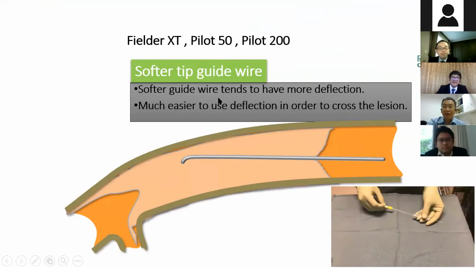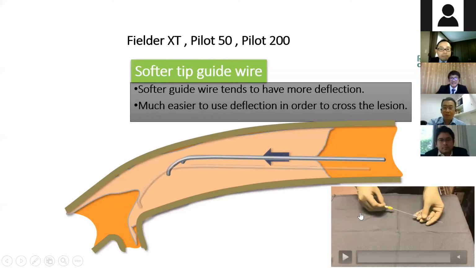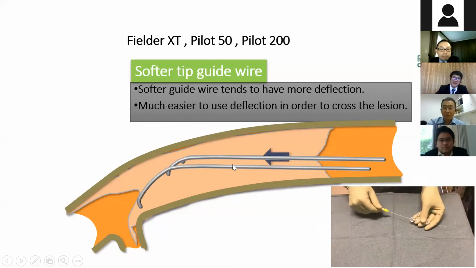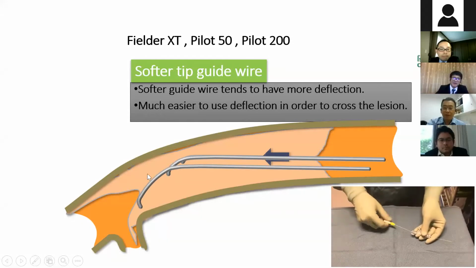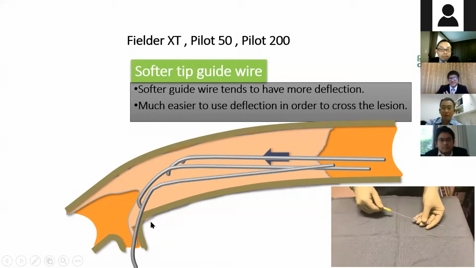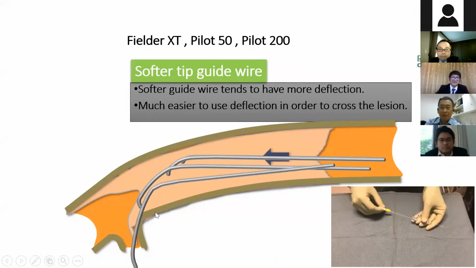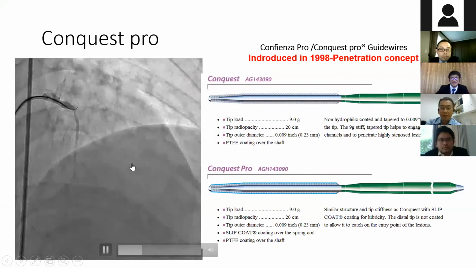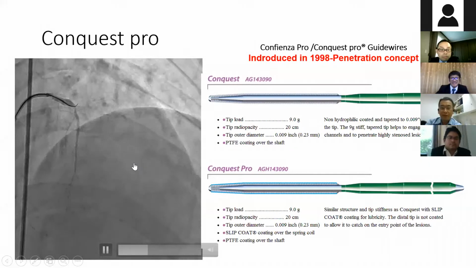So when I use the polymer jacket wires with soft tip, Fielder XT, Pilot 50, Pilot 200, that is the drilling or sliding technique. It is passive wire control, not active. When the wire meets hard resistance or a hard plug, the wire will go to the lesser resistance. So for the next step, I decided to use a stiffer wire.